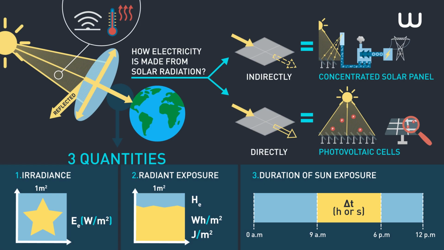The part of solar energy caught by the Earth and estimated in terms of power, quantity, and duration of sun exposure can be used directly or indirectly to create electrical energy.